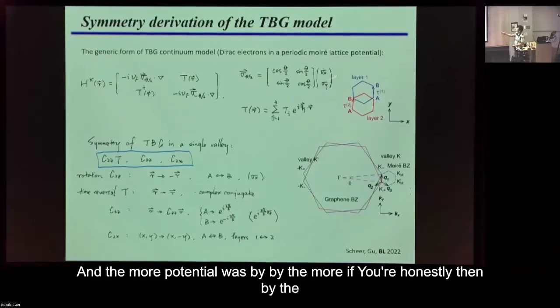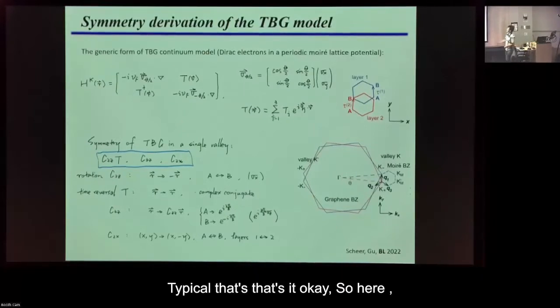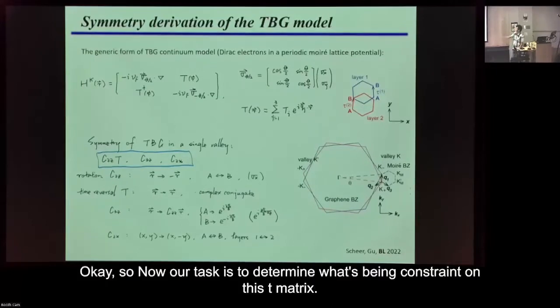Okay, so here, this is just the definition of the Pauli matrix rotated by angle theta over 2. Okay, so now our task is to determine what's the symmetry constraint on this T matrix.